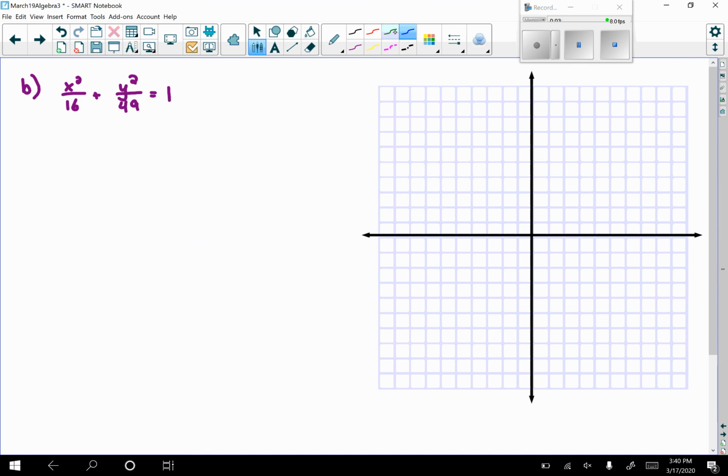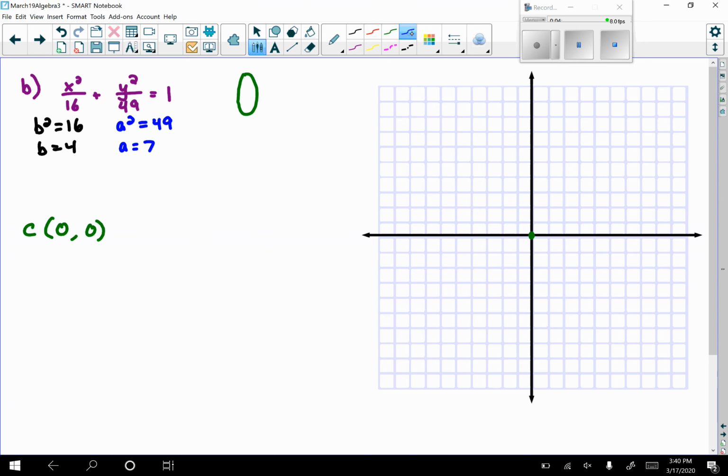All right, for B, like A, we have a center at 0, 0, because we don't have anything else up here with the x squared and y squared. Okay, 49 is a larger number, so this tells me a squared is equal to 49. So a is 7, and b squared is 16, so b is 4. So again, center at 0, 0. Because the 49 is a larger number, it's second. Our ellipse will have a major axis that runs vertically here.